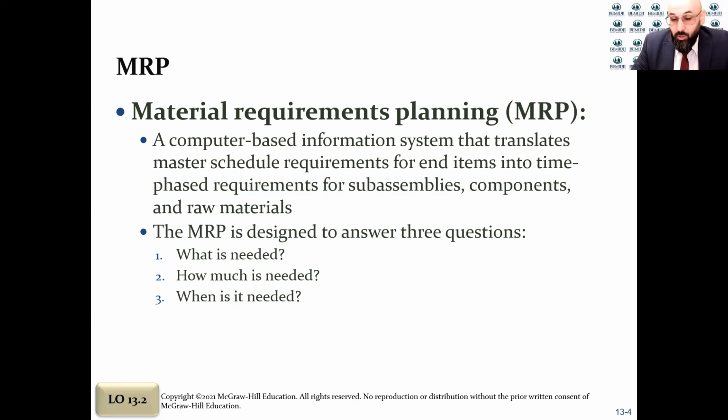Again, it's a computerized information system that we use in production planning and control. It can also be used for a service as well. By the end of the chapter, we will talk about how we could use it in the service industry as well. But mainly we need to look into what is needed, what products are needed, how many of these products are needed, and when do we need to offer them and make them available to our customers.